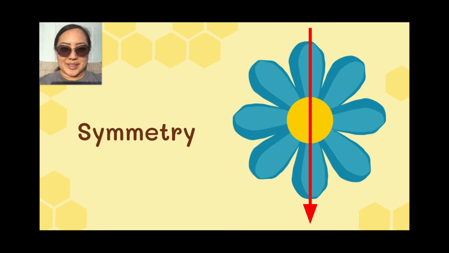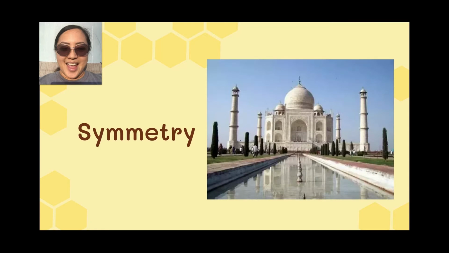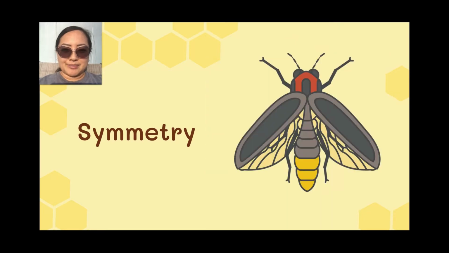Lots of things in nature have symmetry. Look at this flower. How about this starfish? It has symmetry. It's the same on both sides. And even things that people have built show symmetry. This is the Taj Mahal. And I can see that there's a tower on either side of that red line and trees that go down the river. It's all symmetry.